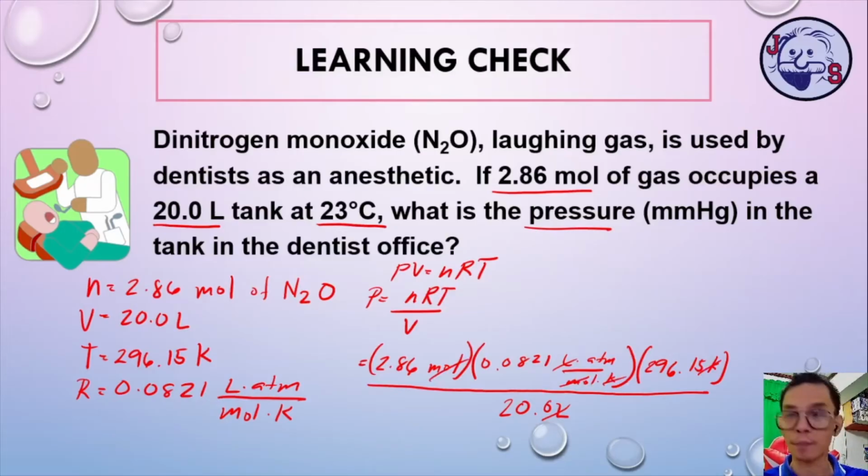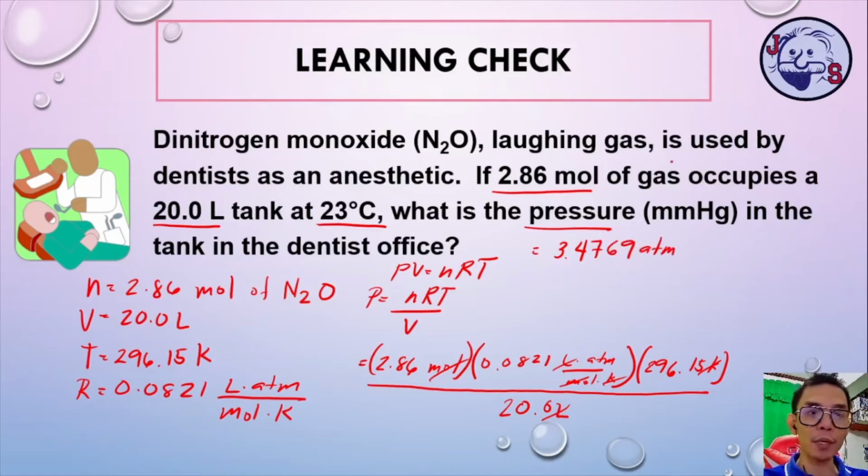So what will be the pressure? 2.86 times 0.0821 times 296.15 divided by 20. That will be 3.47. We will use 4 decimal places because this is not yet the final answer. So the pressure will be 3.4769, and that is in atmosphere.